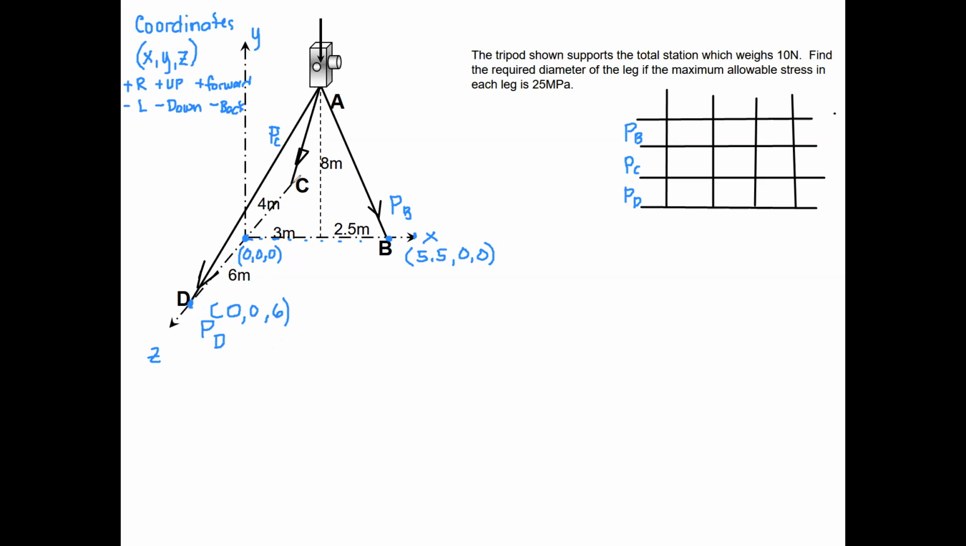Okay. What about C, please? C is supposed to be there. What is the coordinate of point C? 0, 0, negative 4. Negative 4, because it goes backward, so negative 4.